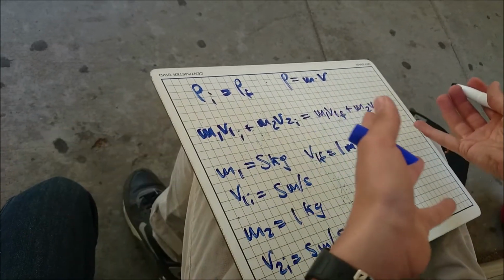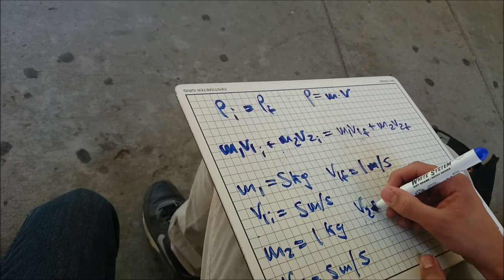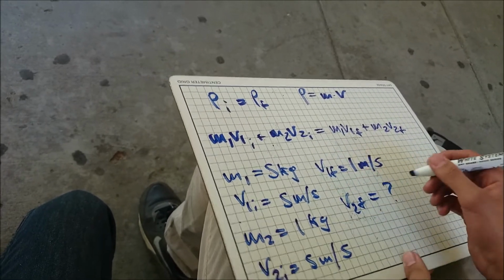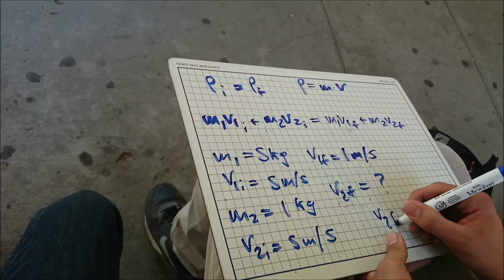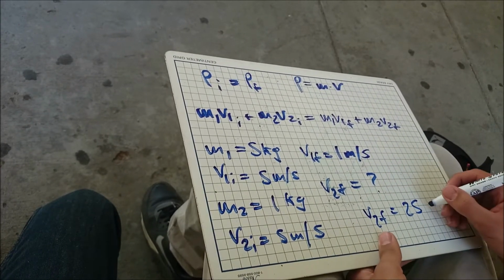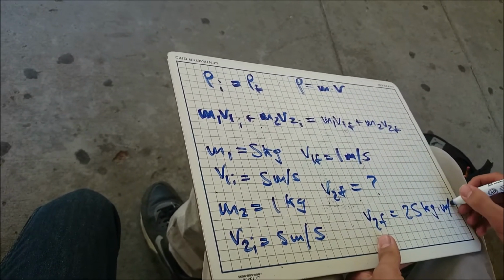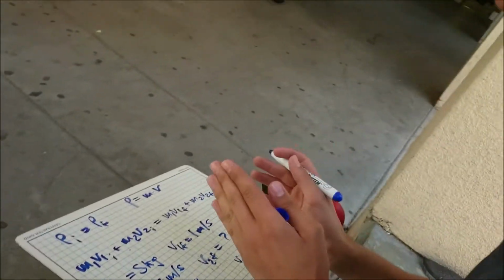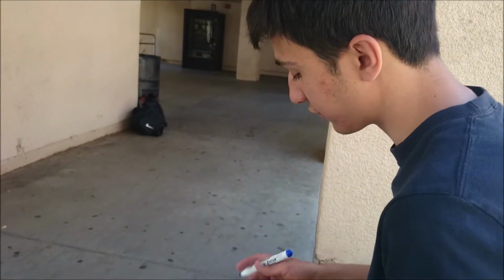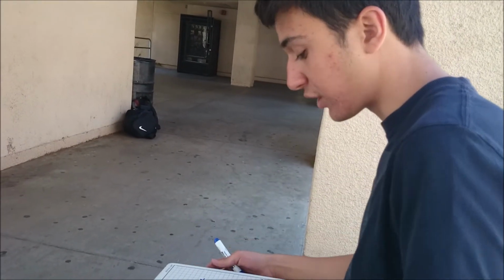Now we just have to plug in what we know and solve for the final velocity of the second, smaller ball. And if you do the math, you'll find that it's equal to 25 kilogram meters per second, which is the unit of momentum. And that's exactly what the red ball had initially, which was 5 times 5. So that's the law of conservation of momentum. That's how you solve a physics problem.